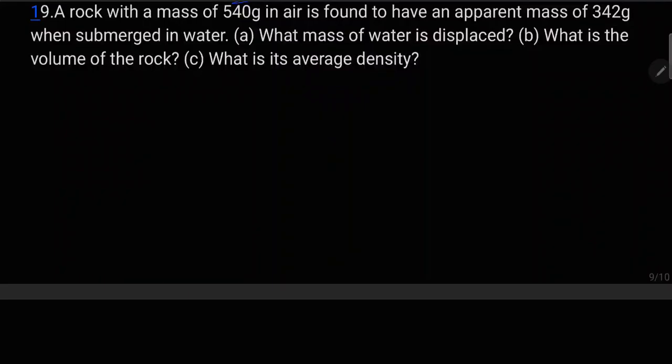A rock with the mass of 540 gram in air. So weight of the object in air is equals to mass of the object in air times g. So mass ስንት ነው? 540 gram times 10.